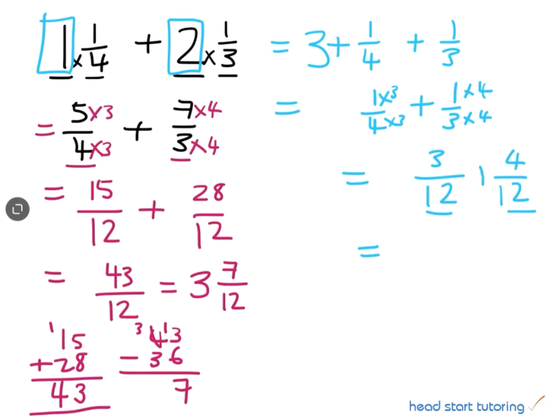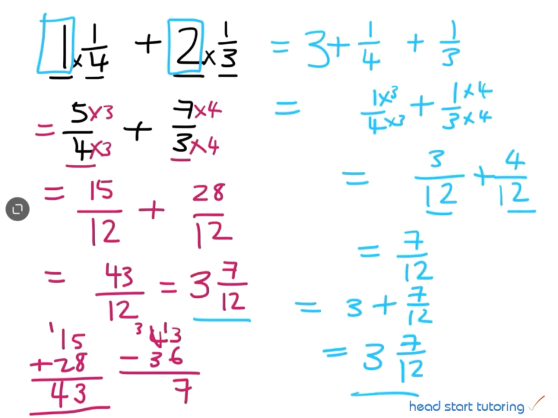So 3 plus 4 is equal to 7, and then it's over 12, and we remember to say 3 plus 7 over 12 is equal to 3 and 7/12. So as you can see, we end up with exactly the same answer. So when we are adding mixed numbers, you can first add the whole numbers and then add the fractions separately, as long as you remember to add that whole number at the end.